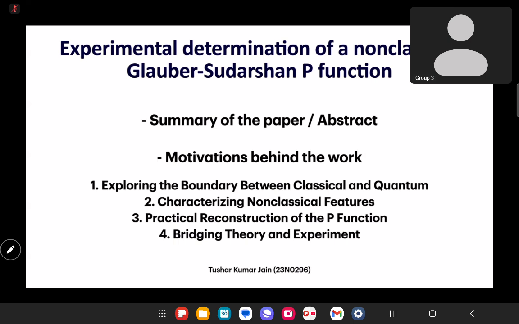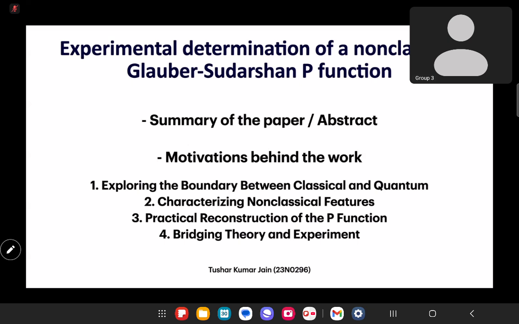The second is characterizing non-classical features. Non-classicality isn't just a binary label. It comes in many forms: squeezing, entanglement, or negativity in quasi-probability distributions like the Wigner or P functions. The P function is especially telling because its negativity rules out any classical interpretation. By reconstructing it, we get a clear, unambiguous signature of quantum behavior.